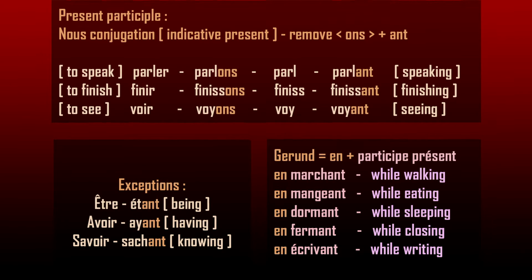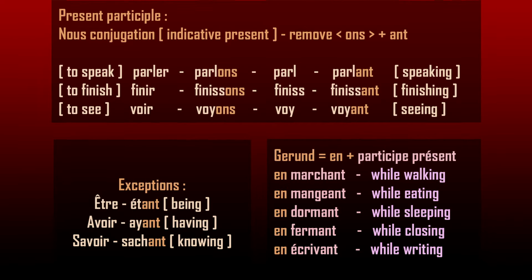Example, to speak, parler. What's the nous conjugation in the indicative present tense? Parlons, P-A-R-L-O-N-S. That O-N-S is removed, P-A-R-L, and A-N-T is added. It becomes parlant, speaking. To speak becomes speaking.